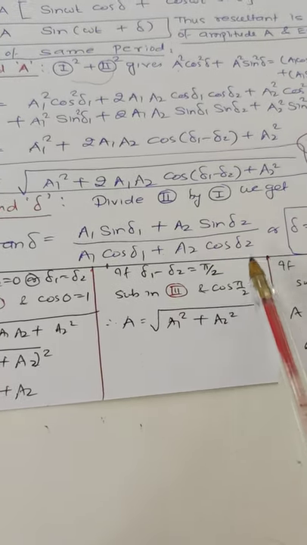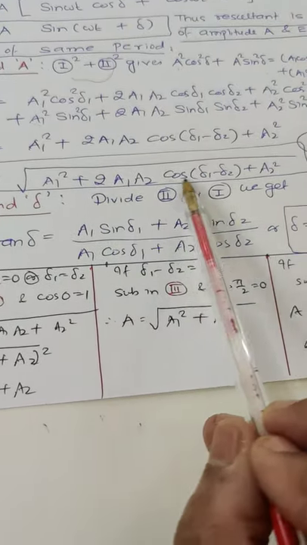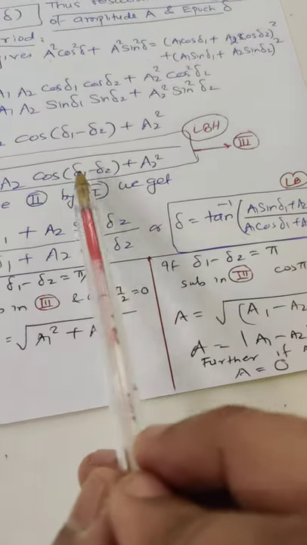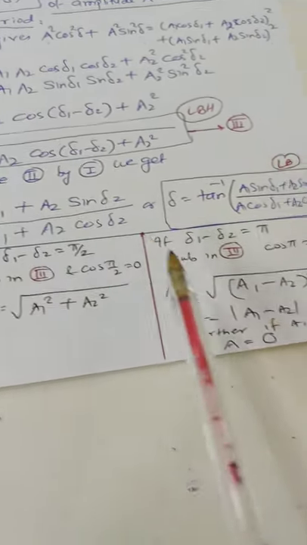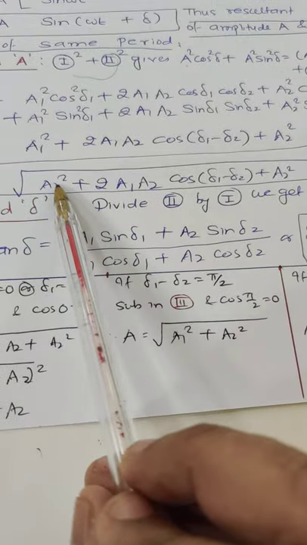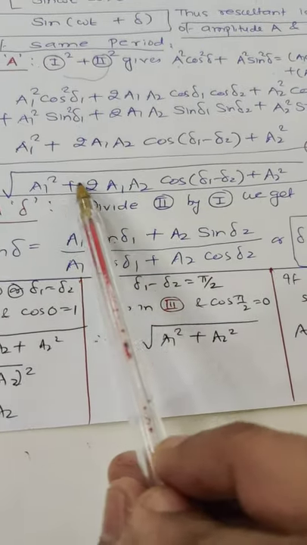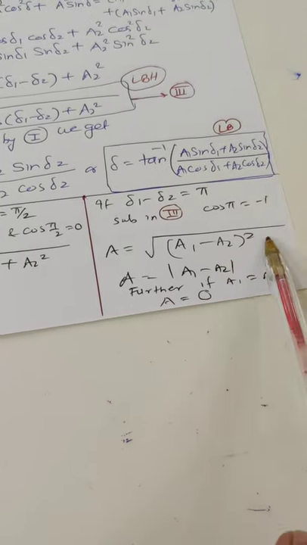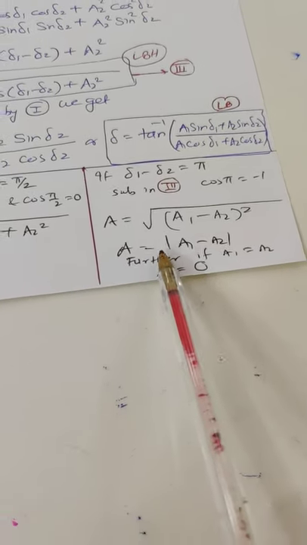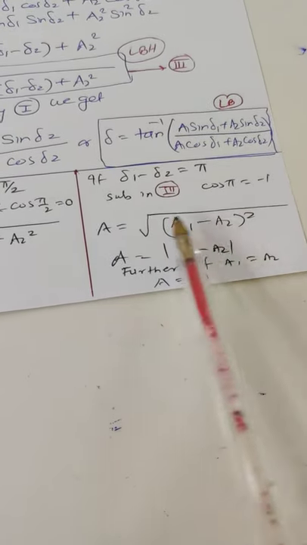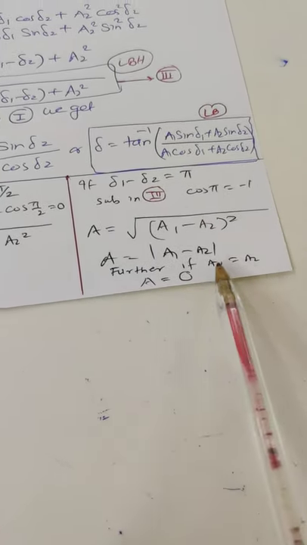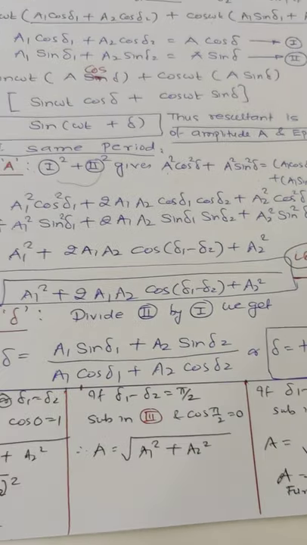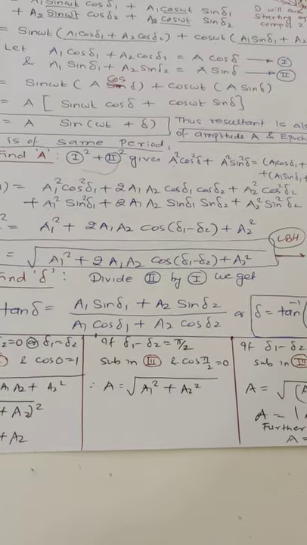If delta 1 minus delta 2 is pi by 2, we know cos pi by 2 is 0, so if we put pi by 2 here, this term will go away totally, so root of A1 square plus A2 square. If we put pi instead, cos pi is minus 1, so A will be root of A1 square plus A2 square minus 2 A1 A2, because cos of delta 1 minus delta 2 is minus 1. That is root of A1 minus A2 whole square, so A will be A1 minus A2, but why mod I wrote, I don't know, since it depends on whether A1 is bigger or A2 is bigger. Further, if A1 equal to A2, A will be equal to 0.